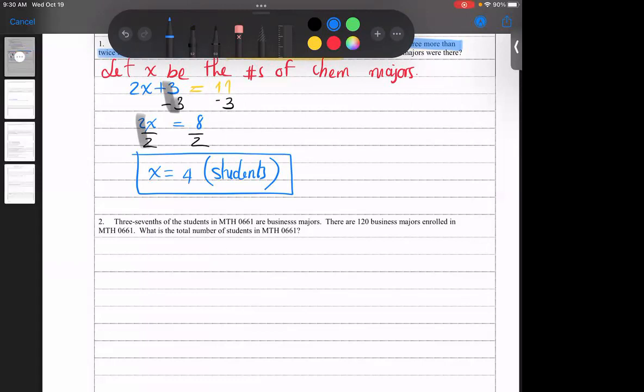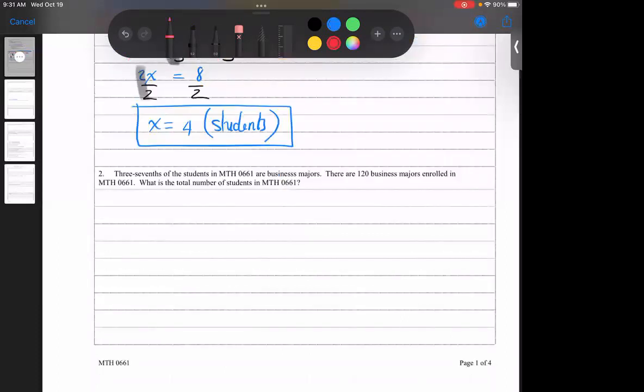Anyone get the answer? Someone? Four? Oh, you can have four students. Oh, no, they're asking for the number of students. Oh, you did number three or number two? Number three. Oh, okay. All right. Yeah, four, I think sounds right. But, all right, number two.